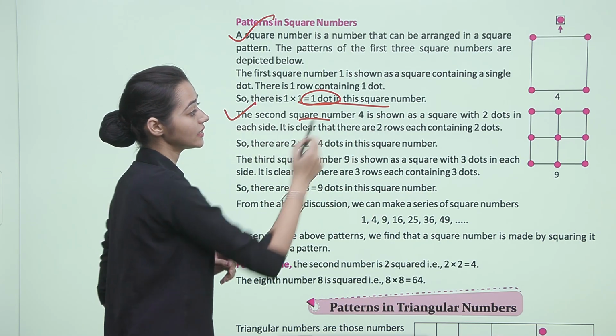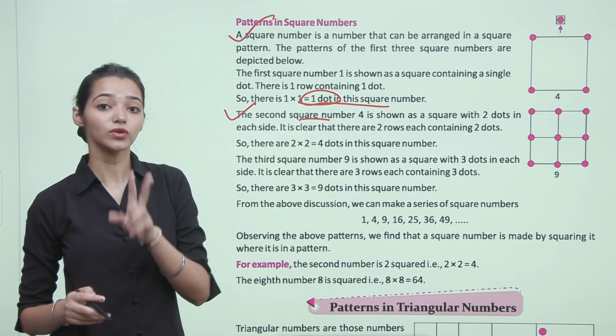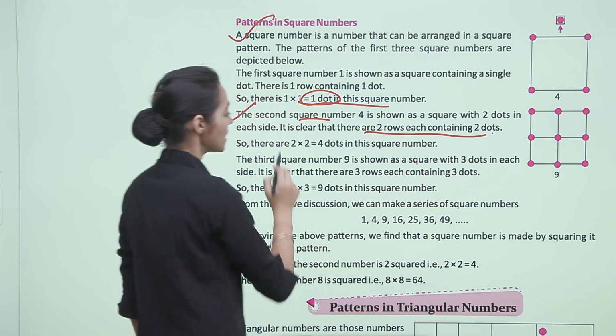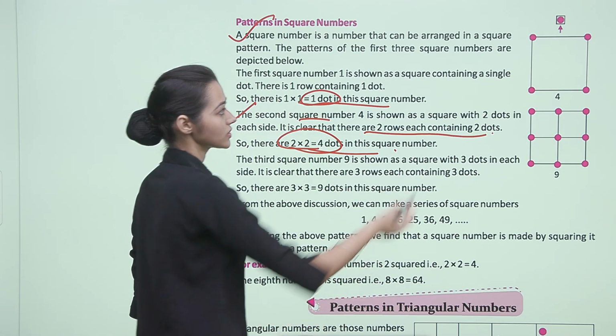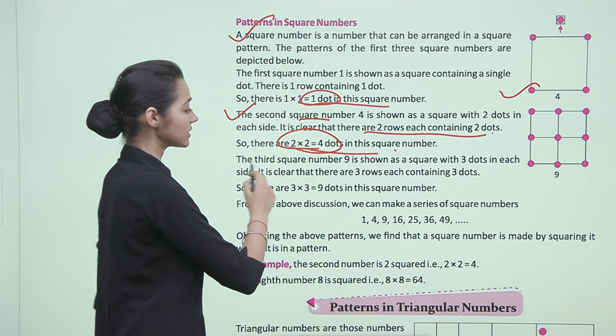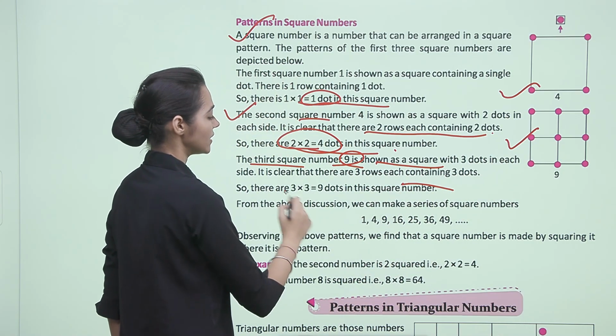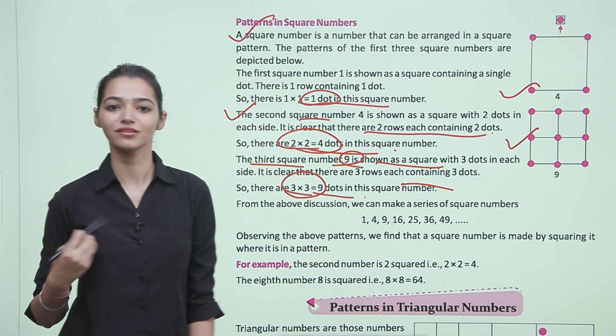Now the second square contains 4, as a square with 2 dots on each side, and it is clear that there are 2 rows containing 2 dots, and 2 into 2 means 4 dots in the square number. Next is the third square, 9, shown as a square with 3 dots in each row, and 3 into 3 is 9 dots in the square number.